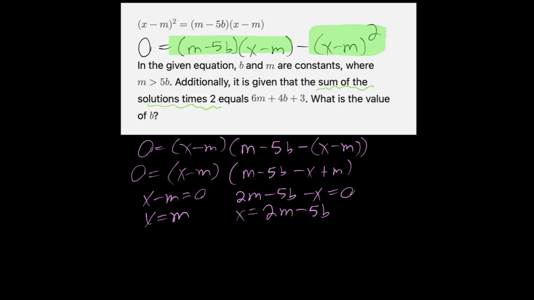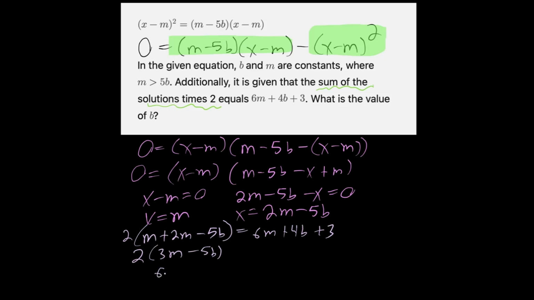So what's the sum of the solutions? That's m plus 2m minus 5b. That's the sum of the solutions. And that times 2 equals 6m plus 4b plus 3. So now we can combine like terms on the left, 2 times 3m minus 5b, and distribute the 2. 6m minus 10b equals 6m minus 4b plus 3.